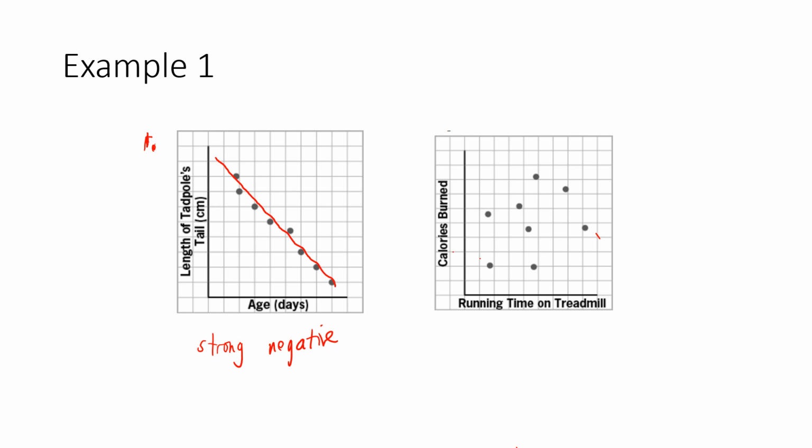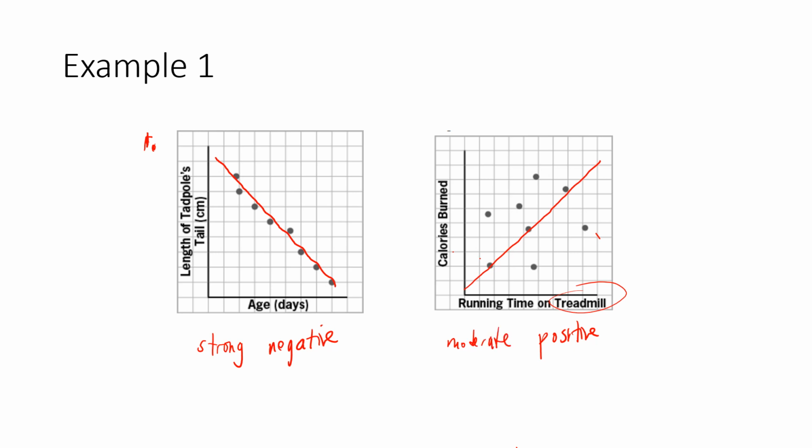All right, what about this one here? Running time on a treadmill, that running machine, and calories burned. If I were to sketch my line of best fit, it's going to look something like that. Not perfect, but close enough. We can see the points are kind of close, but not that close. And we have an upward sloping line. An upward sloping line means it's a positive relationship, and the points are somewhat close. I'm going to say it's a moderate relationship.